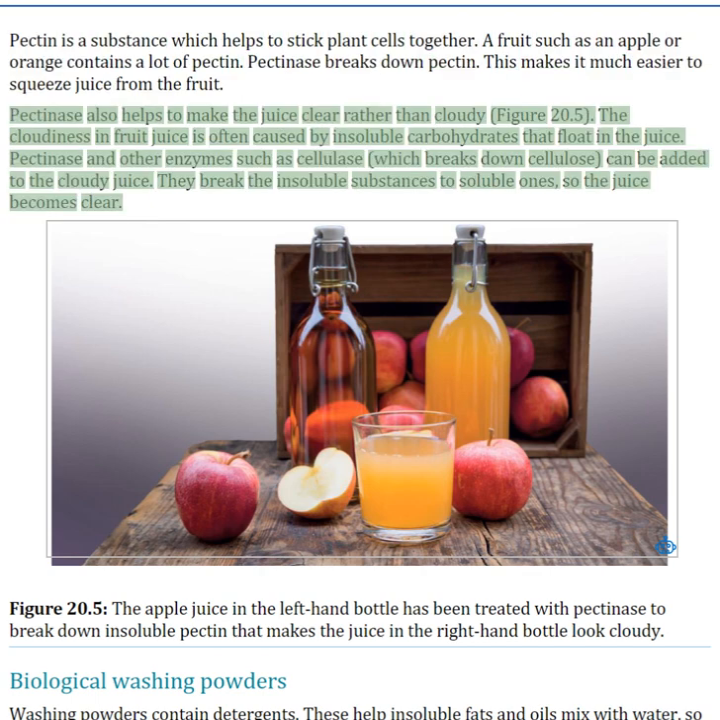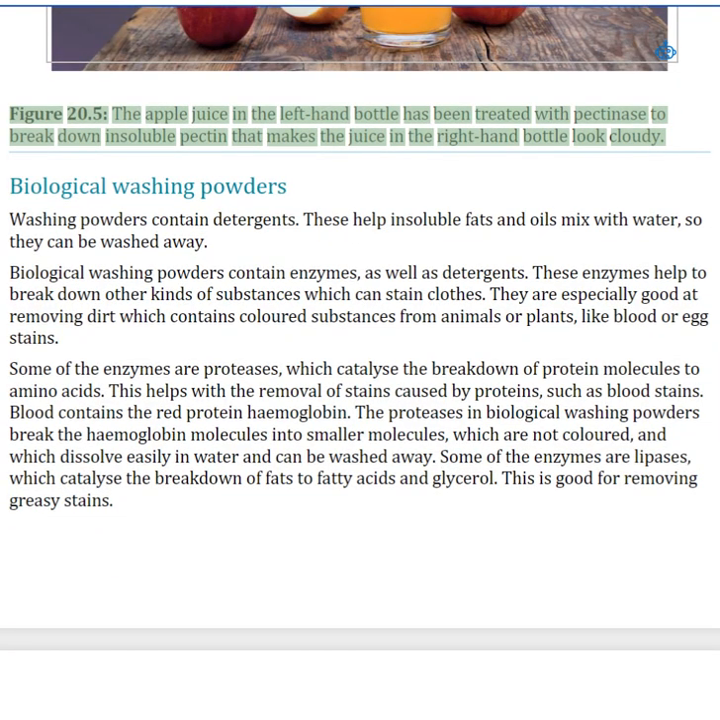Pectinase also helps to make the juice clear rather than cloudy. The cloudiness in fruit juice is often caused by insoluble carbohydrates that float in the juice. Pectinase and other enzymes such as cellulase can be added to the cloudy juice. They break the insoluble substances to soluble ones, so the juice becomes clear. Figure 20.5, the apple juice in the left-hand bottle has been treated with pectinase to break down insoluble pectin that makes the juice in the right-hand bottle look cloudy.